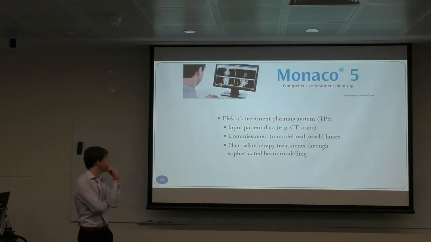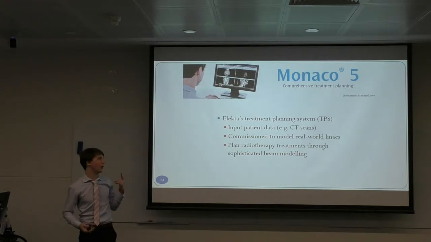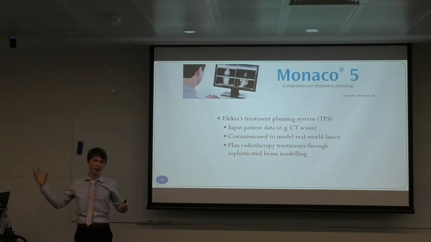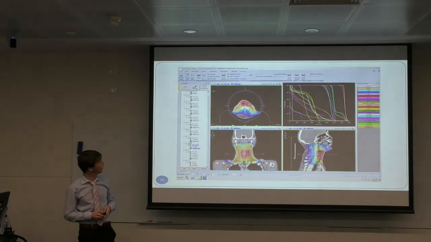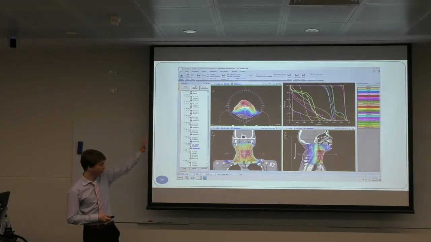I use the Monaco treatment planning system. What is a treatment planning system? Well, you give it patient data like CT scans and things like that, you give it a model of a real-world Linac, and you plan radiotherapy treatments, like where the beam is coming from, all of those sorts of things. And you do this through sophisticated beam modeling. That's the interface that I was looking at the whole time. That's Elekta Monaco treatment planning.